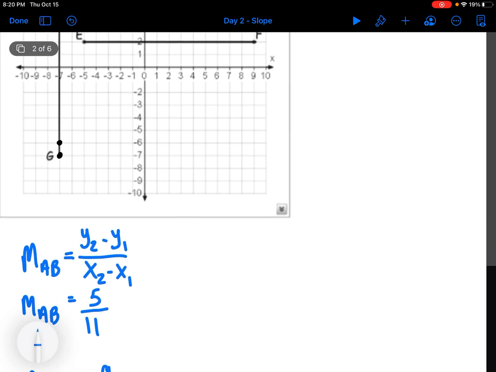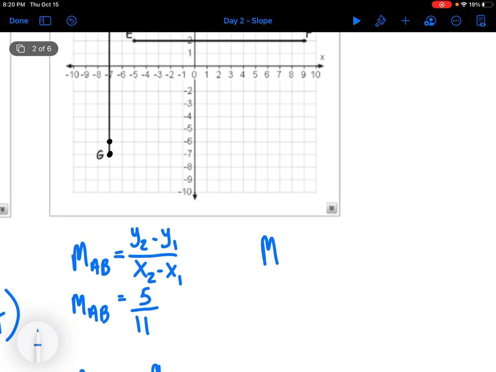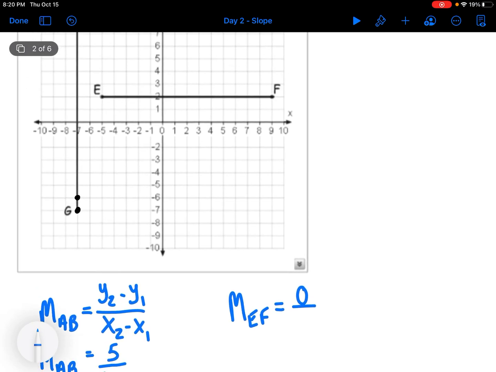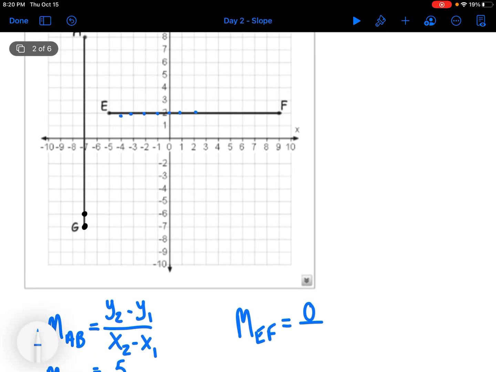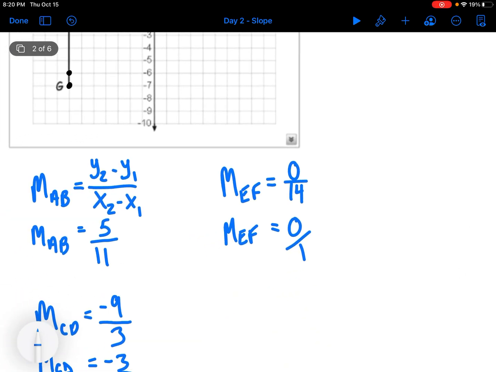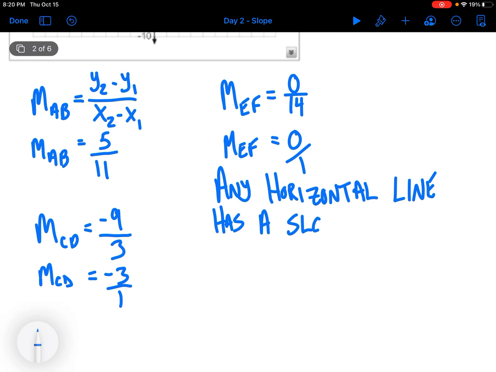So the slope of CD is negative 3, or negative 3 over 1 if you wanted to write it that way. The next graphs are a little bit harder. Now the slope of EF. If we look at our graph, it doesn't go up at all. So the slope of EF is 0 over, and we could count 1, 2, 3, 4, 5, 6, 7, 8, 9, 10, 11, 12, 13, 14. But 0 over anything is still just going to be 0. It could be 0 over 1. The slope of EF is 0. And that's the same for any horizontal line. Any horizontal line has a slope of 0.